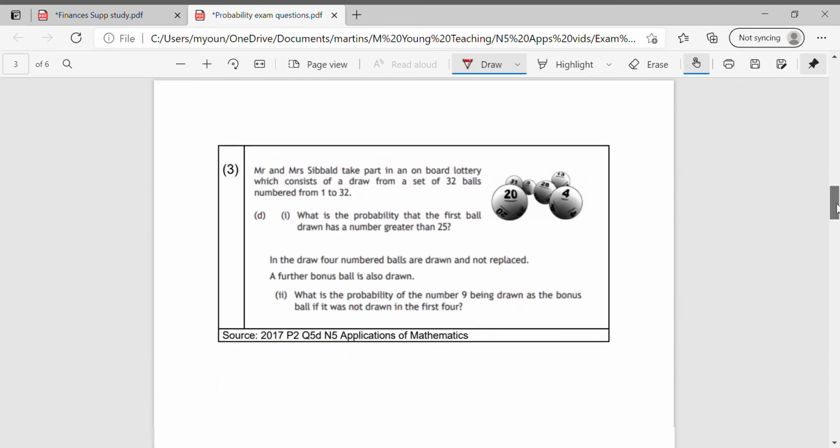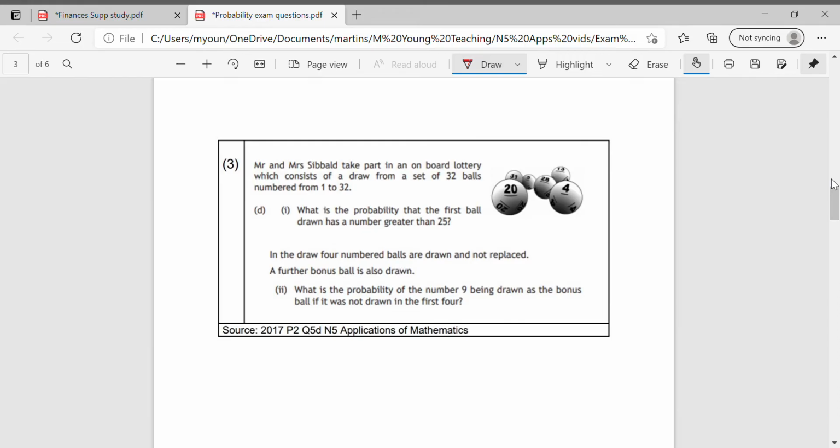Question number 3. Mr. and Mrs. Sybil take part in an onboard lottery which consists of a draw from a set of 32 balls numbered from 1 to 32. First bit we're asked to do is, what is the probability that the first ball drawn has a number greater than 25? So probability, okay, and greater than 25. You can put in the wee brackets here about what the situation is. Doesn't really matter if you don't, but it's just kind of good to do that.